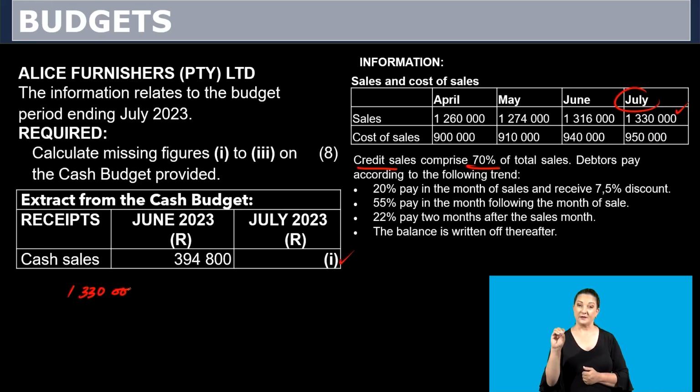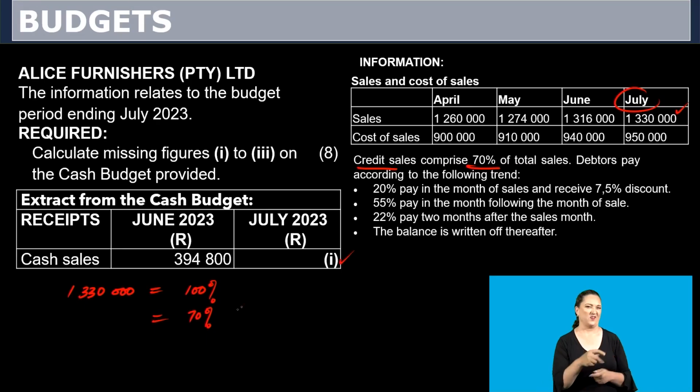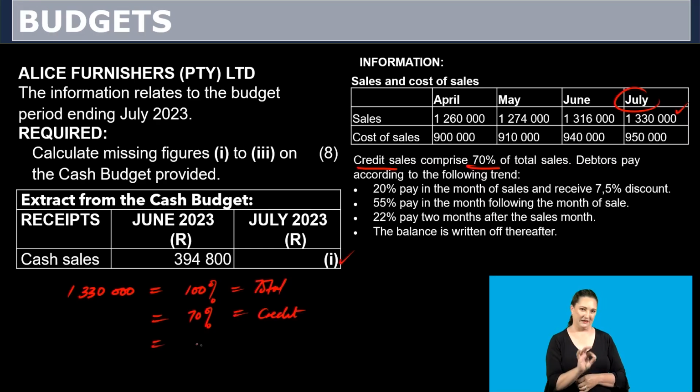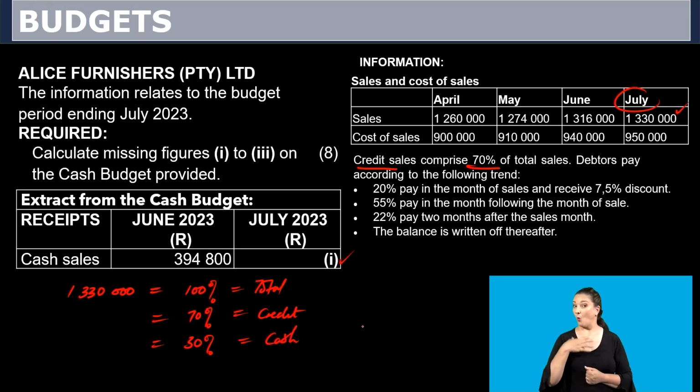The 1,330,000 is total sales. That's 100%. And as we have been told, 70% is credit sales. Remember this is total, 70% is credit. That means what I want is 30%, which is now cash. So I'll use the what I want.